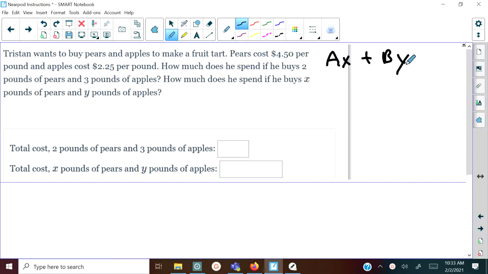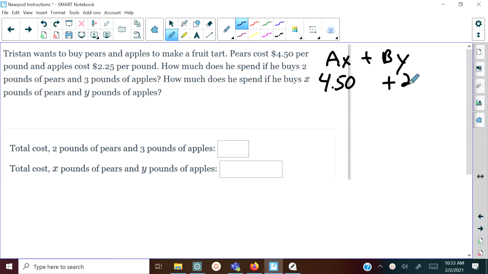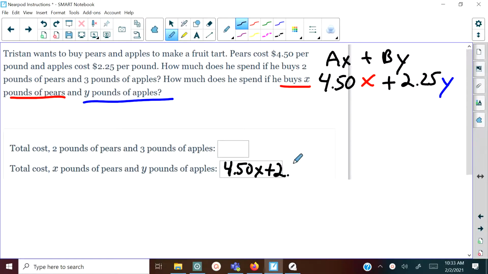Well, the pears cost $4.50, so we're going to multiply that times X. And the apples cost $2.25 per pound. So we plug it in: X for pears and Y for apples. Okay, and that's the expression we're going to use here: $4.50X plus 2.25Y.